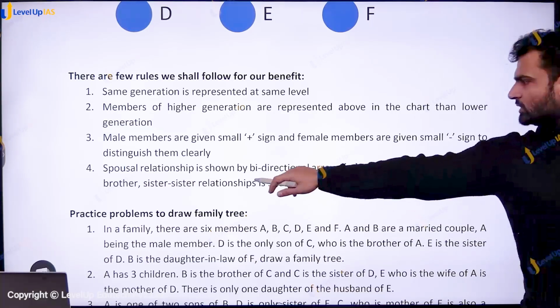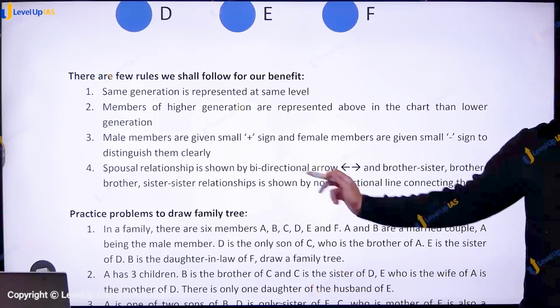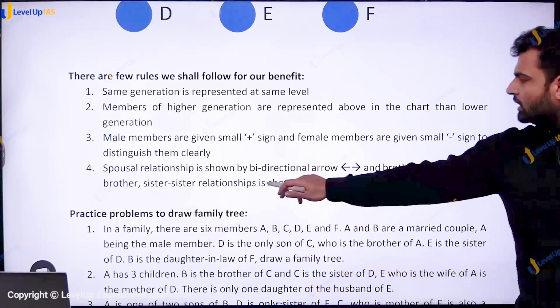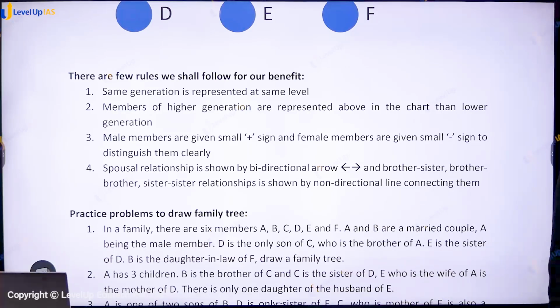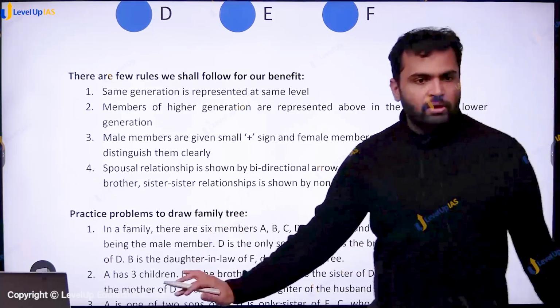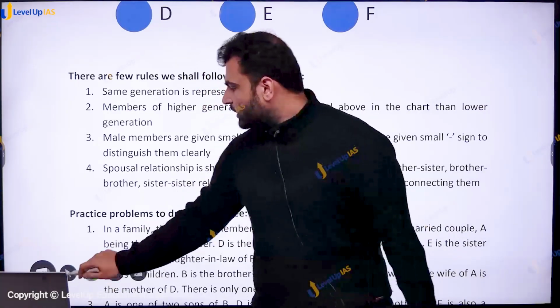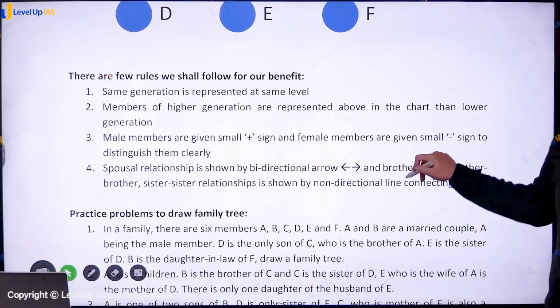Brother-sister relationship, sister-sister, brother-brother, brother-sister. These sibling relationships are shown by a non-directional arrow. ठीक है. Now let us try to draw a few family trees based on these rules.